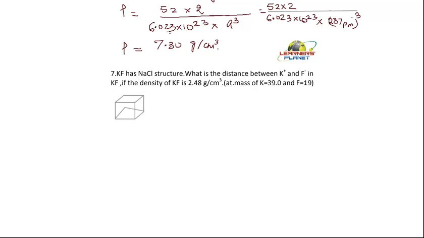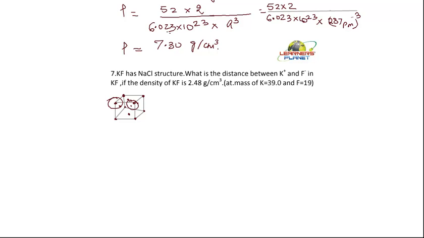Face-centered cubic lattice means the particles, or here in this case the ions, are present at the corners as well as at the center of each face. Right? Now, the density is given, and what is asked is the nearest neighbor distance, the distance between the two ions, K and F.